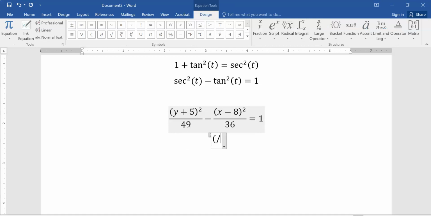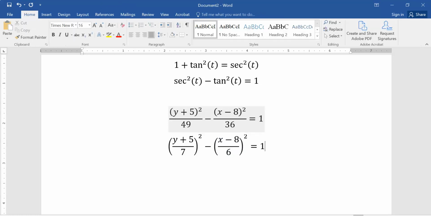We're going to take some fraction and square it. On top, it's going to be y plus 5. On bottom, it's going to be 7. Minus, again, a fraction squared. What this fraction will be is x minus 8 over 6. And there we go. So all we have to do is set secant equal to y plus 5 over 7 and set tangent equal to x minus 8 over 6, and solve for each part.